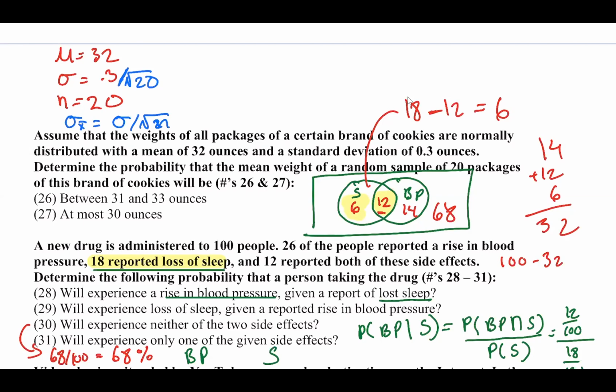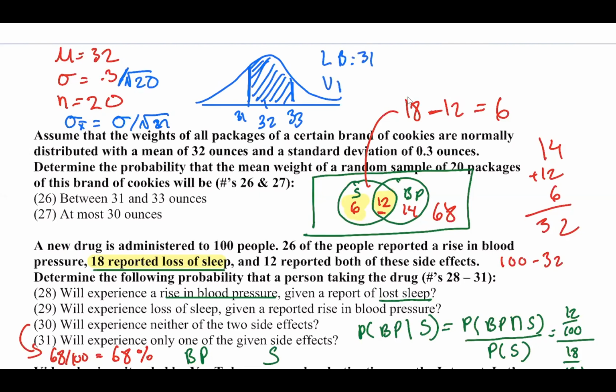Alrighty. So if you look at 26, it says find the probability is between 31 and 33. So if I draw this out, 32 should be in the middle. We want it to be between 31 and 33. So here goes 31. Here goes 33. And we want it to be in between. So that means my lower bound should be equal to 31. My upper bound should be equal to 33.